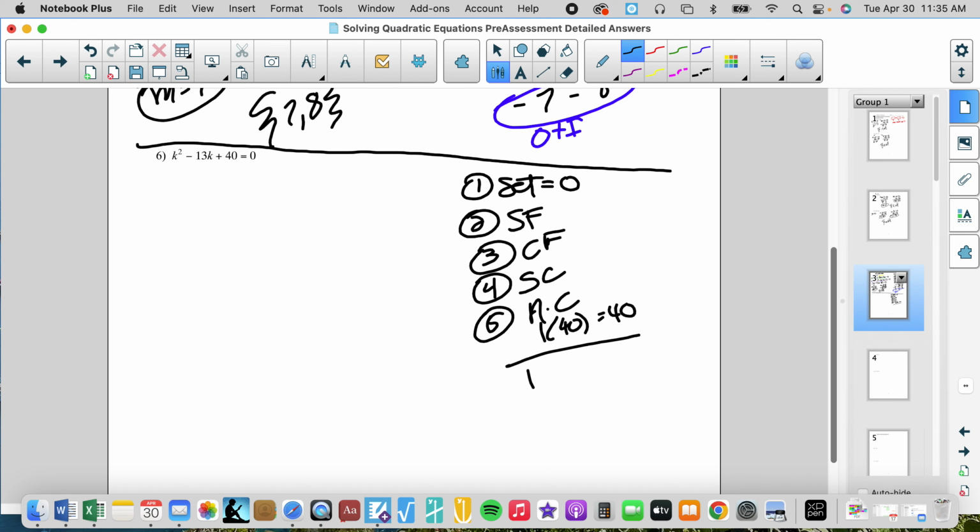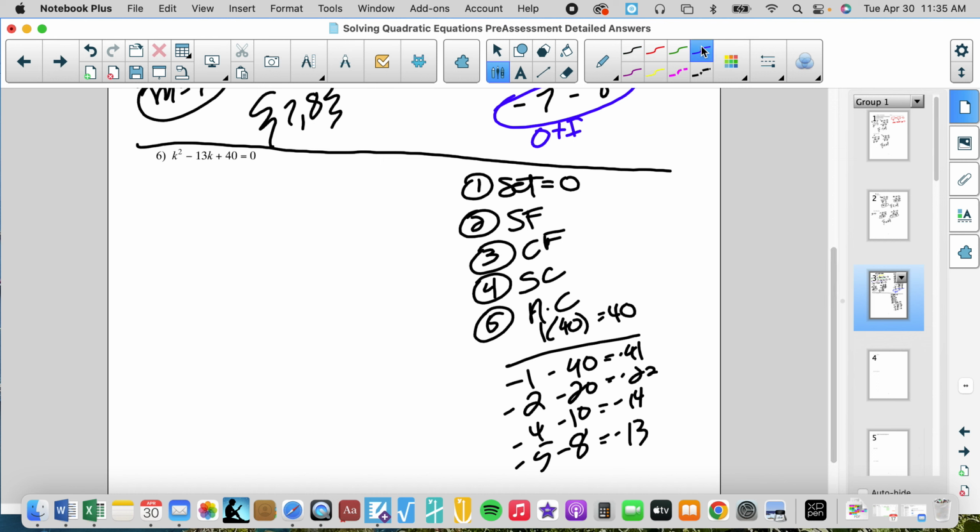Factors of 40 are 1 and 40, 2 and 20, 3 no, 4 and 10, 5 yes, and 8, and that's it. Signs are the same. Both are negative. That's negative 41. That's negative 22. This is negative 14. This is negative 13. My middle is negative 13, so I'm going to take negative 5 and negative 8.